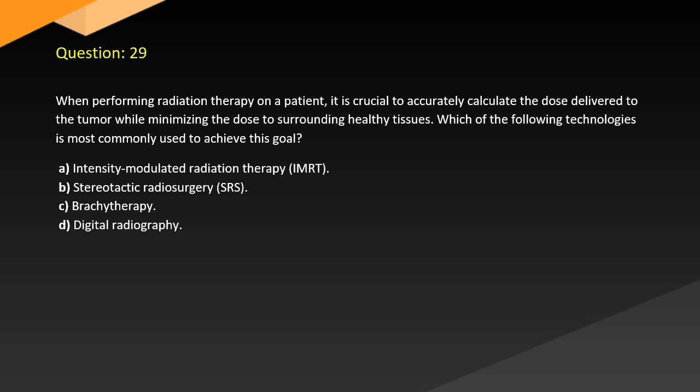Question 29. When performing radiation therapy on a patient, it is crucial to accurately calculate the dose delivered to the tumor while minimizing the dose to surrounding healthy tissues. Which of the following technologies is most commonly used to achieve this goal? A. Intensity modulated radiation therapy, IMRT. B. Stereotactic radiosurgery, SRS. C. Brachytherapy. D. Digital radiography.